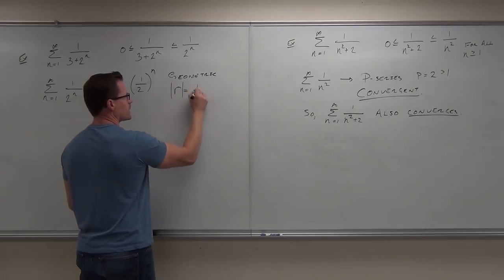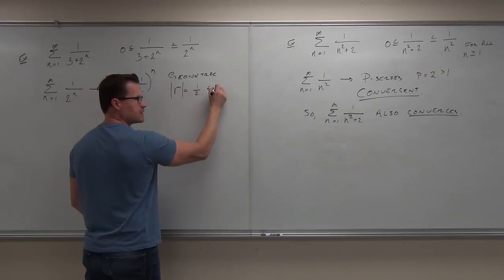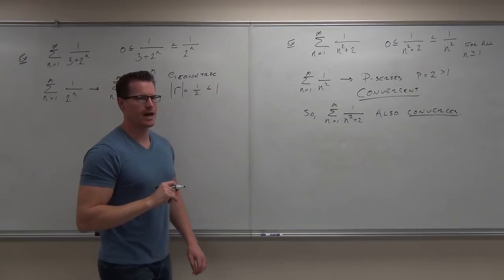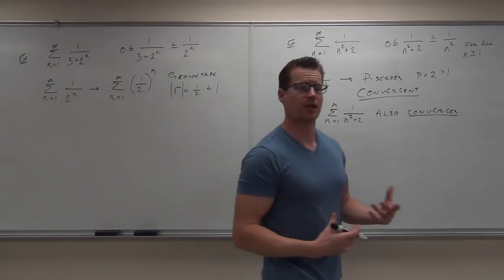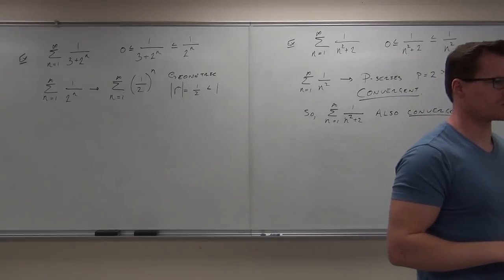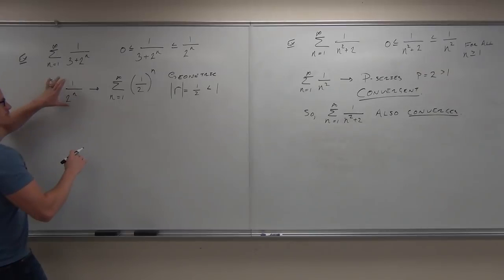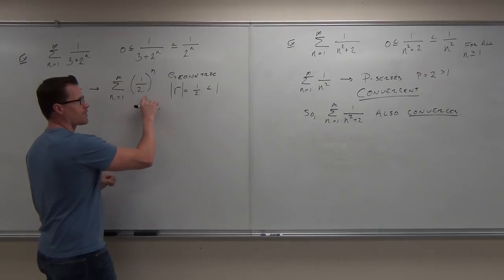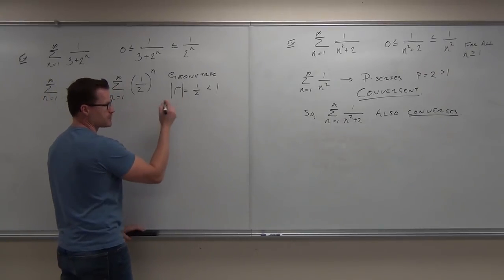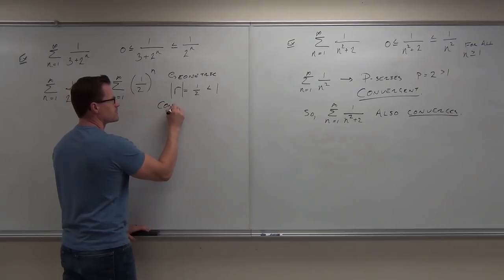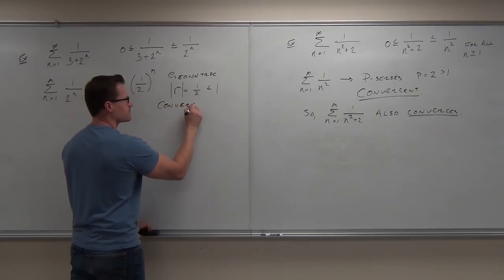Absolute value of R is 1/2. That is less than 1. Remember that if we have the absolute value of R less than 1, tell me something about that geometric series. Convergence. That's perfect. So, because this is a geometric series with absolute value of R less than 1, this thing is convergent, or this converges.